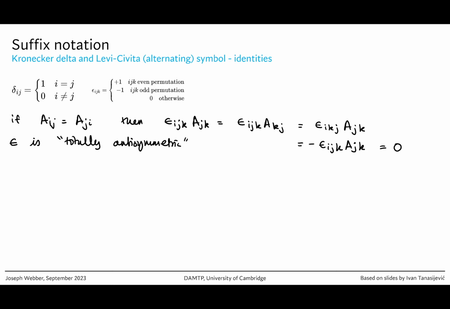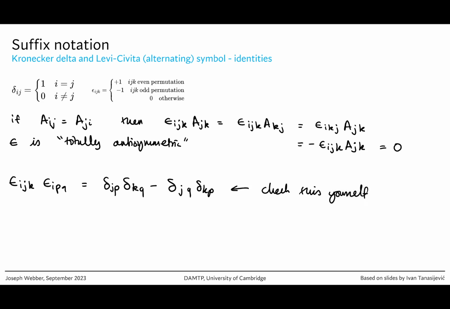There's another very handy identity that you can prove by considering components, that we will use a few times and that is worth committing to memory, and that's epsilon ijk, epsilon ipq. So contracting over the first index is just equal to delta jp delta kq, minus delta jq delta kp, with this being the Kronecker delta. You can check this yourself by considering each element. It's a little bit of a faff, but you get there in the end.